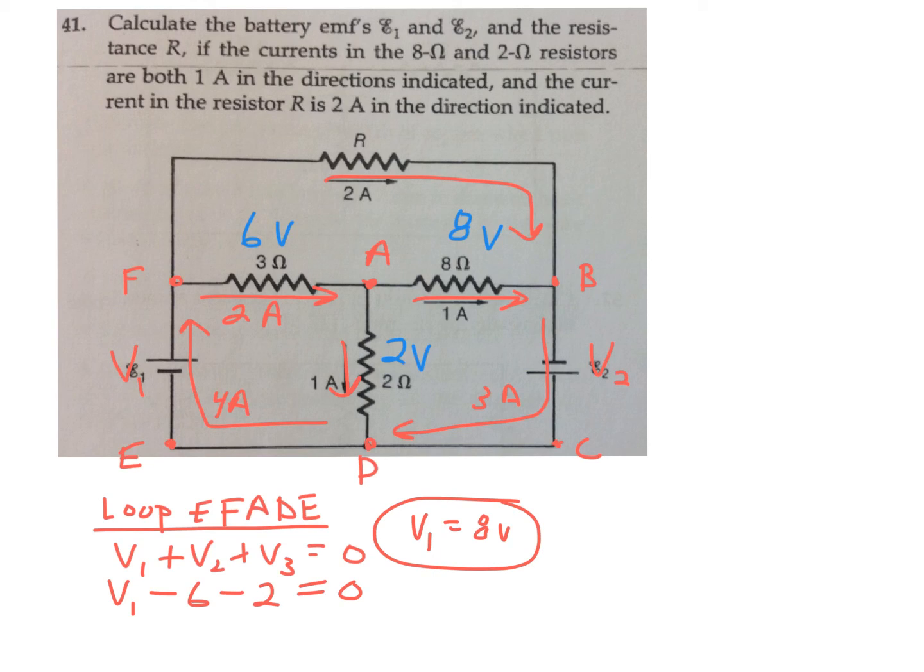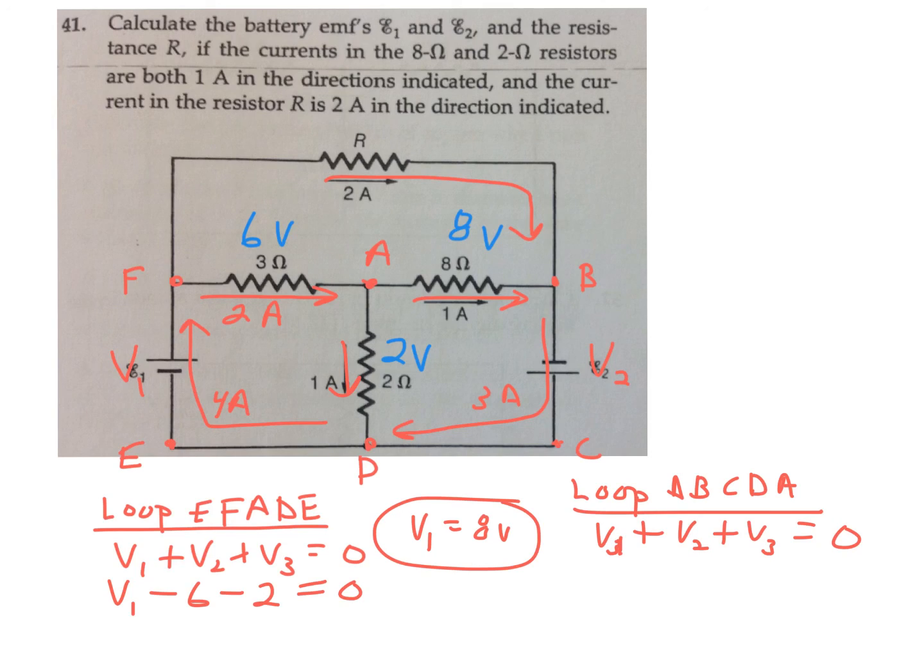And if we look to the far right? And this will be a good test. Loop A, B, C, D, A. If I'm going from A to B to C to D to A, once again, I'll have three elements, V sub 1 plus V sub 2 plus V sub 3 equals 0.